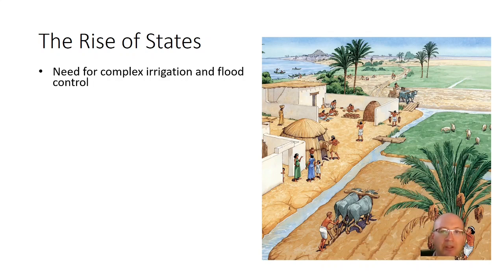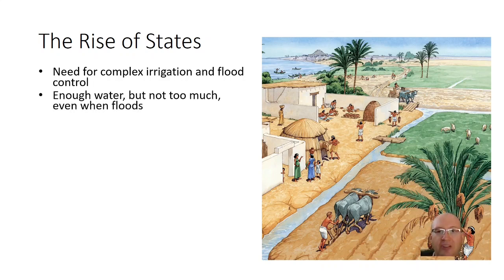Now, remember, I said that these waters flooded a lot. The rivers flood a lot. So you need to do things like build dams and levees in order to reduce the damage that flooding might cause. So basically, in order for this farming to work, you need to control these rivers that are very dangerous and that flood whenever they want. You need to make sure you have enough water, but not too much, even when it floods.